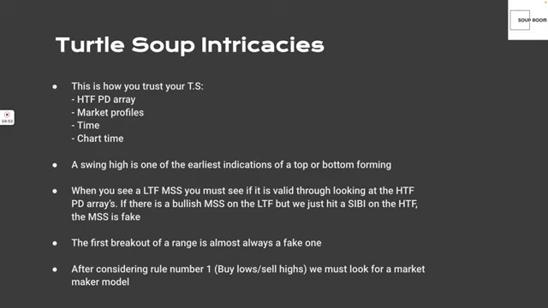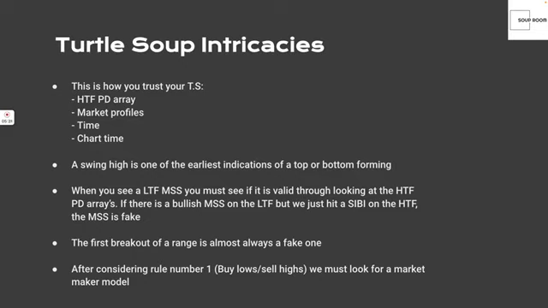A swing high is one of the earliest indications of a top or bottom forming. When you see a lower time frame market structure shift, you must see if it is valid through looking at the higher time frame PD arrays. If there is a bullish market structure shift on the lower time frame, but we just hit a SIBI on the higher time frame, the market structure shift is fake. The first breakout of a range is almost always a fake one.